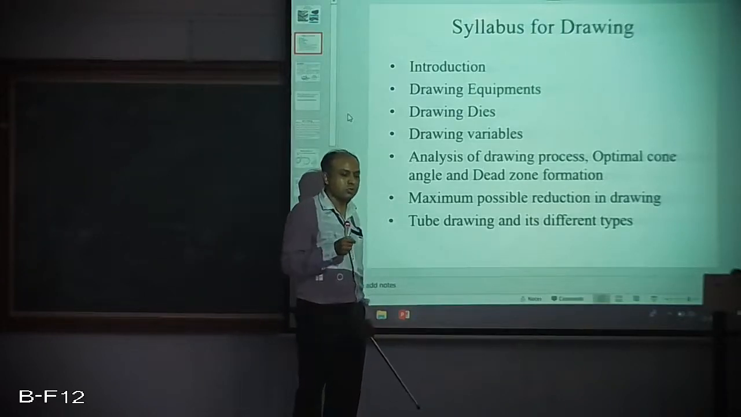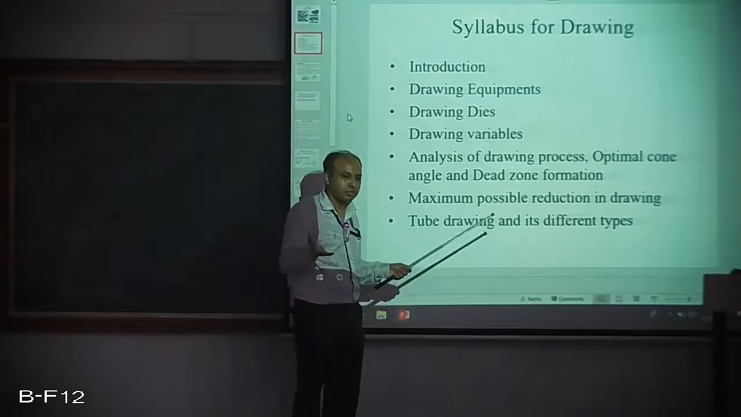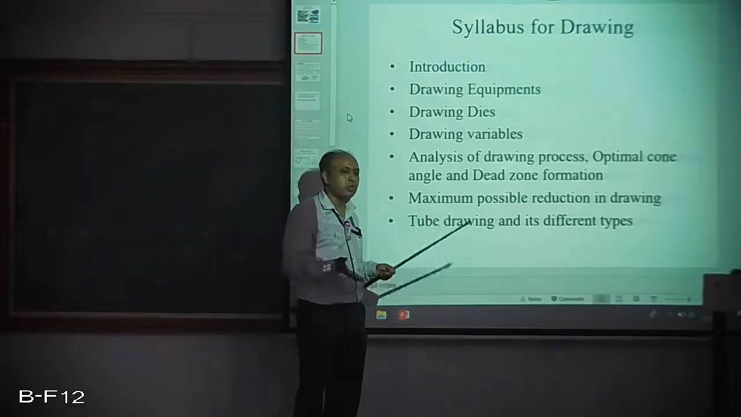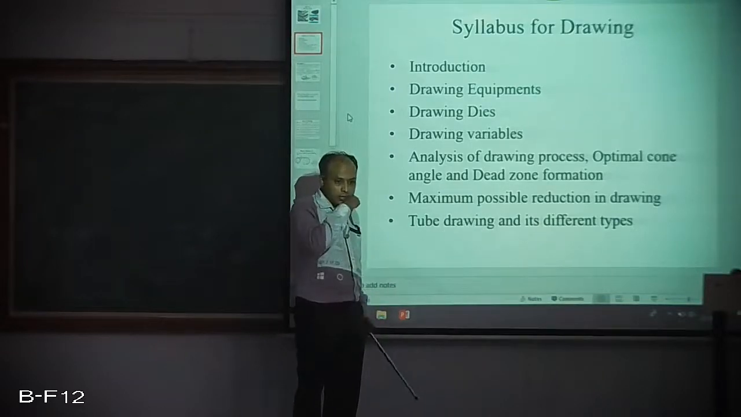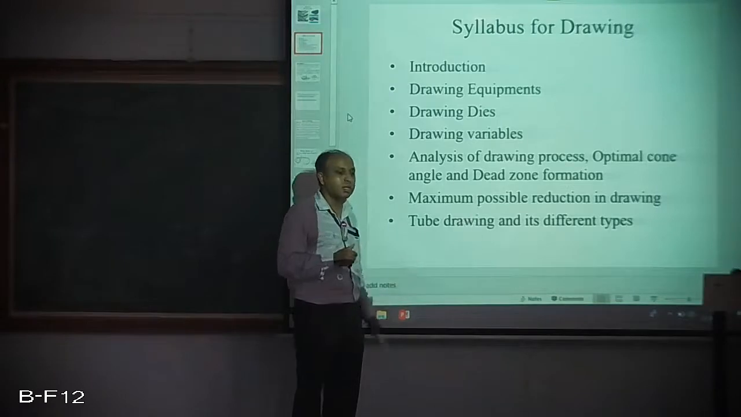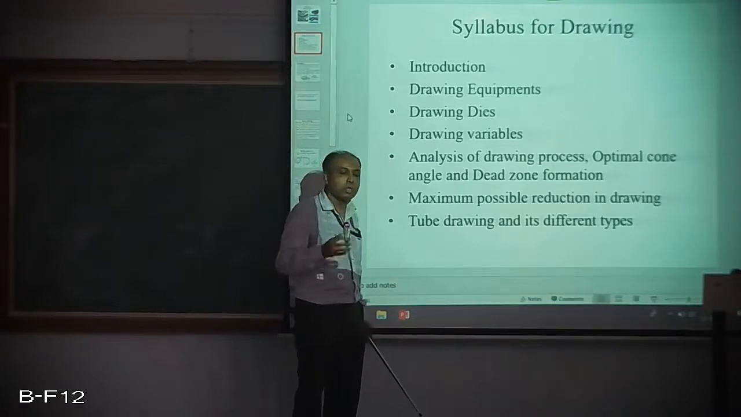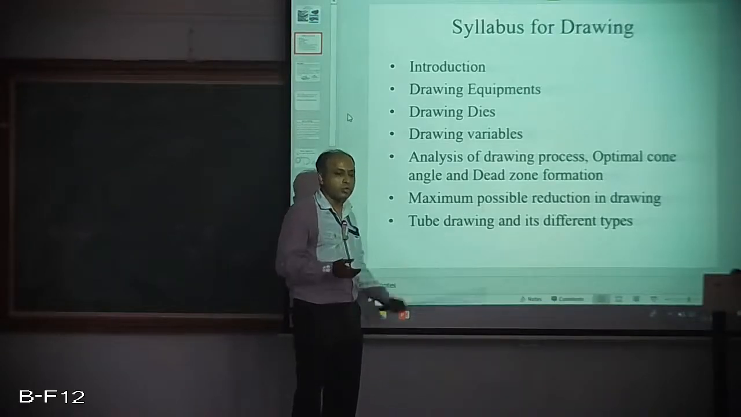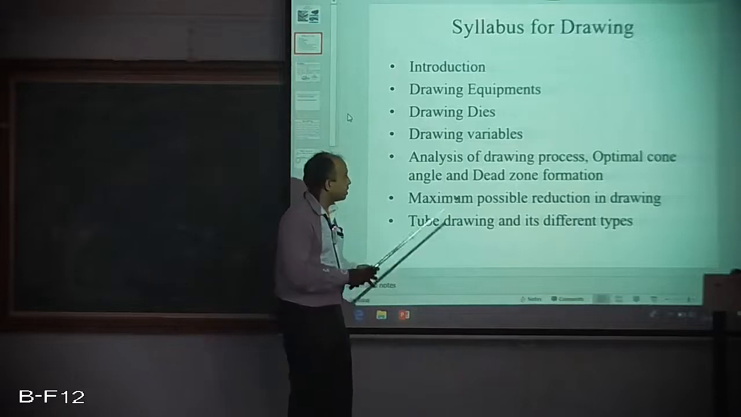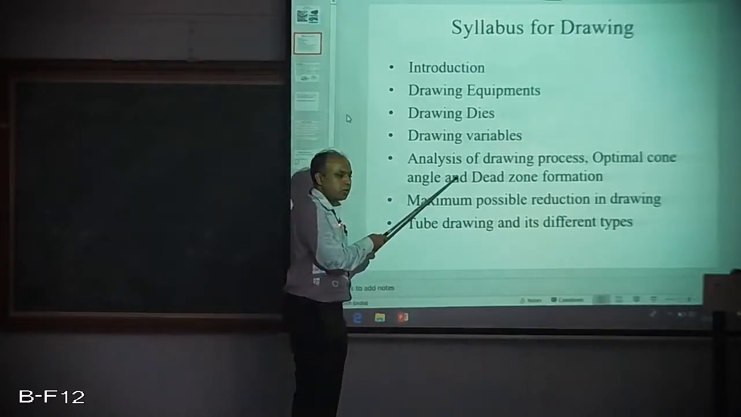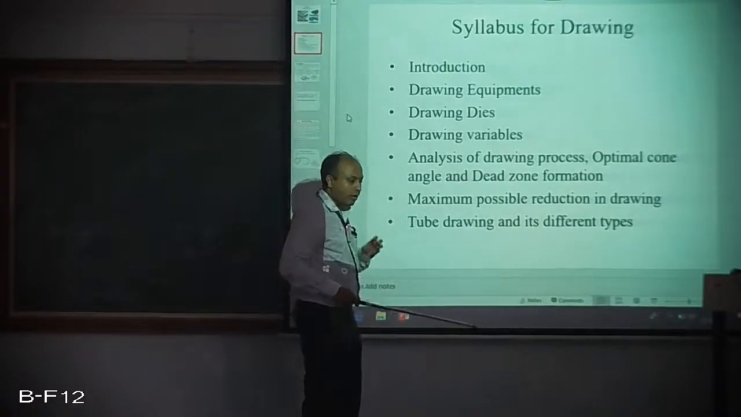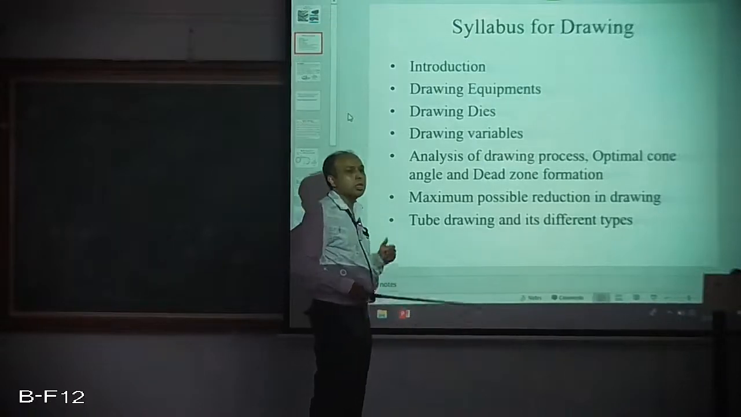If I know how much force is coming during the drawing operation, I can select my equipment accordingly, whether it should be a high capacity machine, medium capacity machine or a low capacity machine will do. Based on the force, I will also get to know what material a die should be made of, whether a regular material can be used or a high strength material is required to make that particular product. So the analysis of drawing mainly concentrates on finding the forces occurring during drawing.